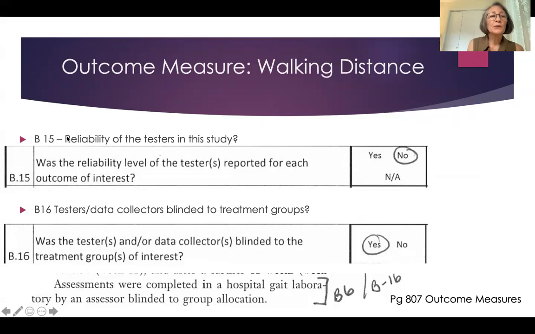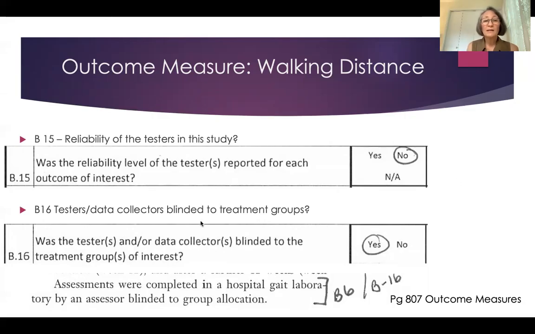That's different, though, from saying a test is reliable. Have the testers in this particular study established reliability, especially if there's more than one person doing the measures? Are they reliable within themselves and with the other testers? So, was reliability level of the testers reported for each outcome of interest? And we have to answer no for that.